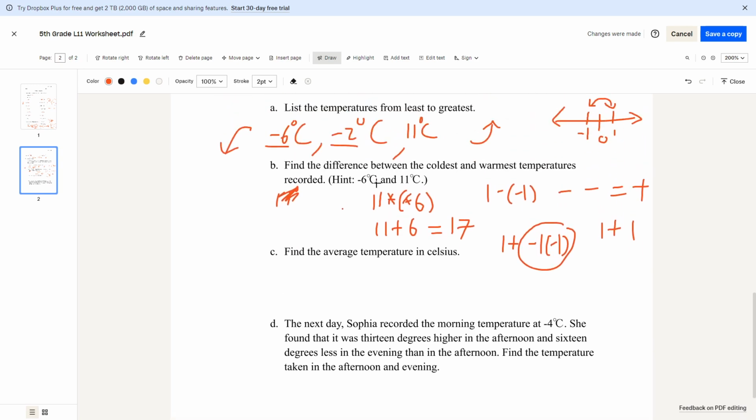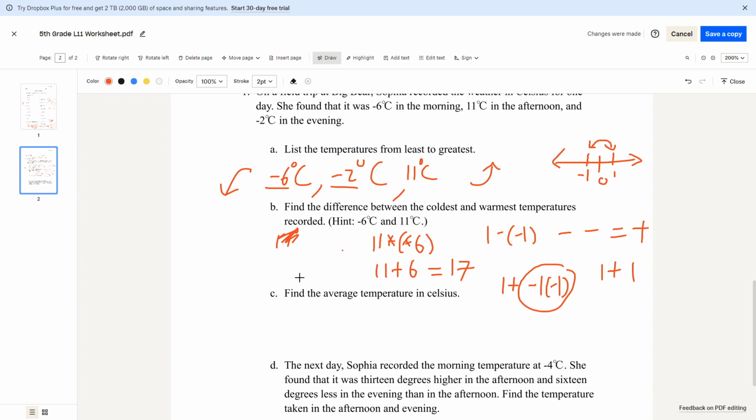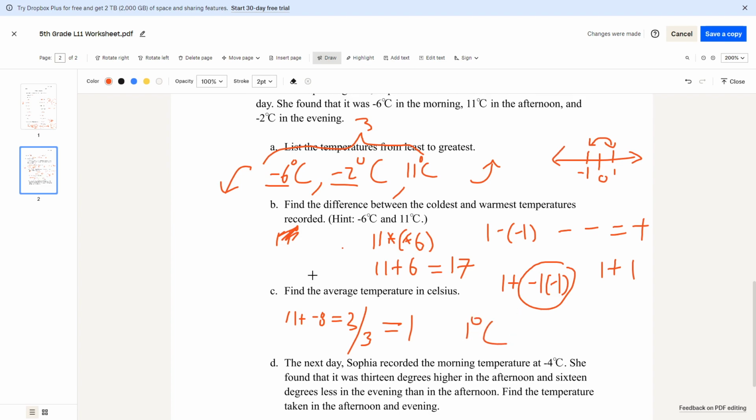Find the average temperature in Celsius. To get an average, all you need to do is add up all the numbers. 11 plus negative 8 is 3, and get the total number of samples in the data set. Here, there's 3 different temperatures, which means we divide 3 by 3 to equal 1. So the average temperature is 1 degrees Celsius.